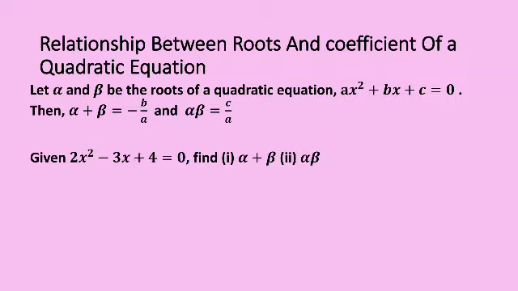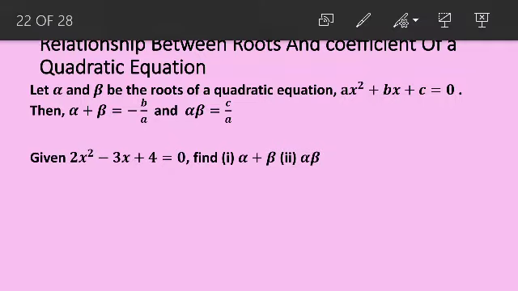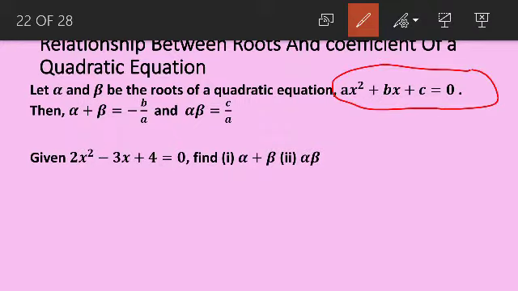In this video, we are going to be looking at the relationship between the roots and the coefficients of a quadratic equation. Remember, earlier we said that the roots of a quadratic equation are the solutions to the quadratic equation. So let alpha and beta be the roots of a quadratic equation. The sum of the roots, alpha plus beta, is minus b over a, and the product of the roots, alpha beta, is c over a.